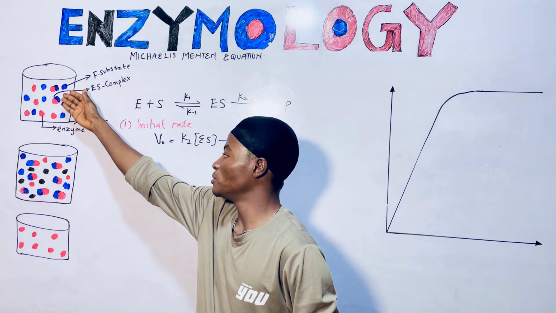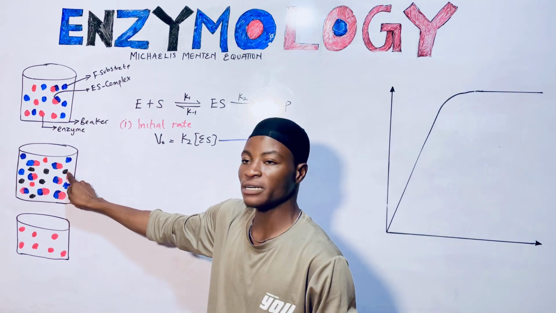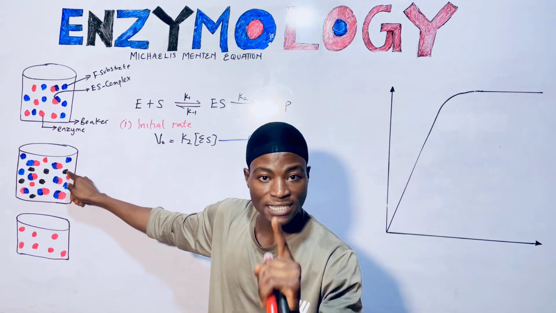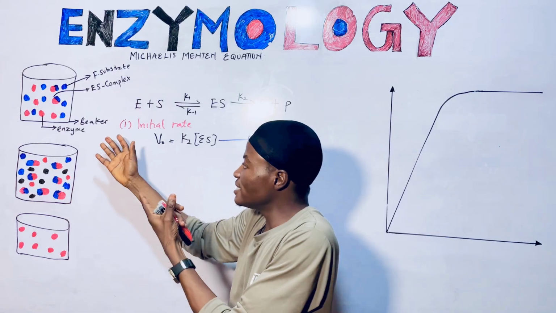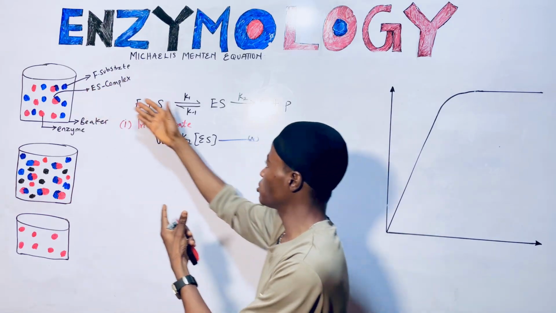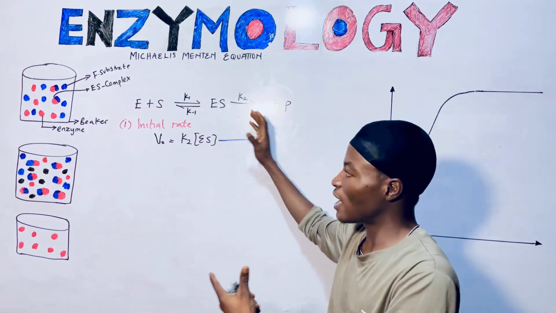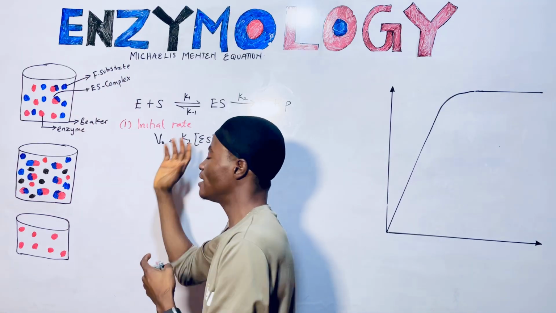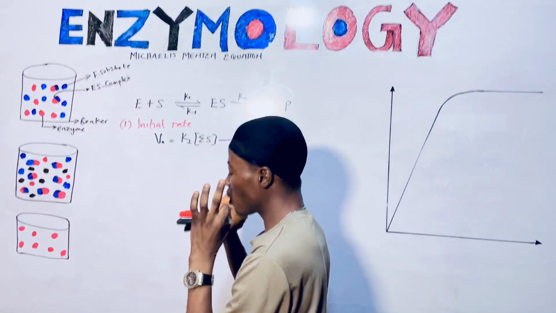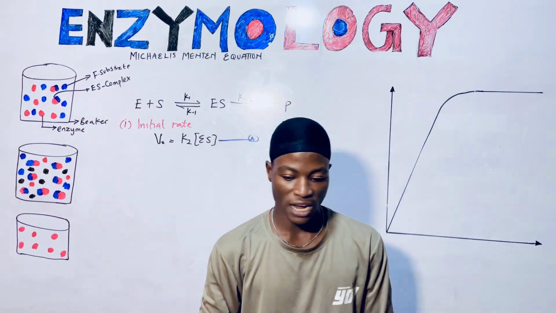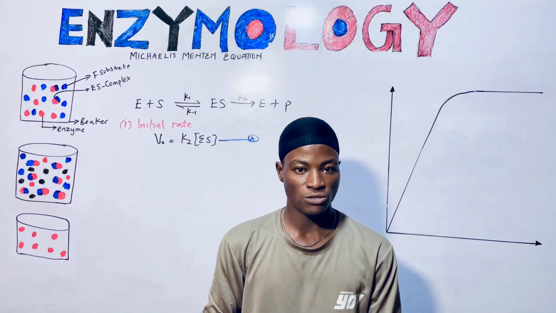There is no more black molecule. And what does the black molecule represent? It indicates that this is the product. So in this scenario, in the first beaker, there is no formation of product. I basically use this beaker to explain the initial rate of the reaction. That is, at the onset of the reaction, the molecules that we are going to have are the enzyme and also the substrate.